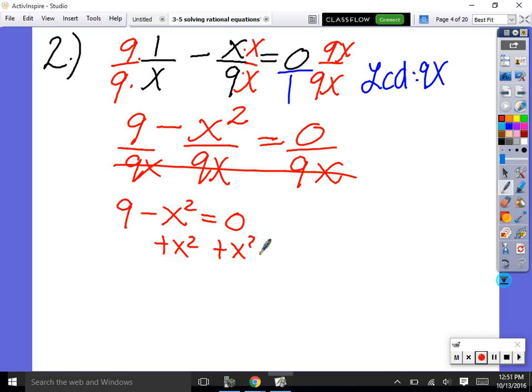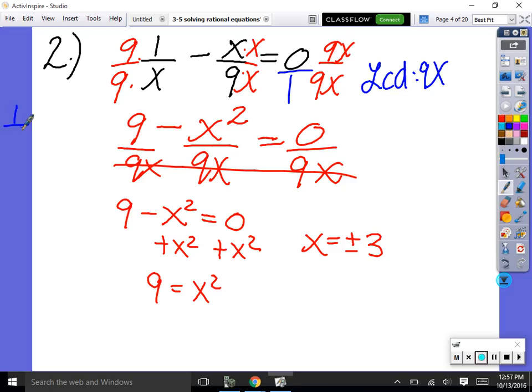Let's add x squared. So we have 9 is equal to x squared. So now square root it, right? Good. I'm glad that you remembered it's plus and minus 3. So we get x equals positive 3, x equals negative 3. So we'll plug that back into the original.